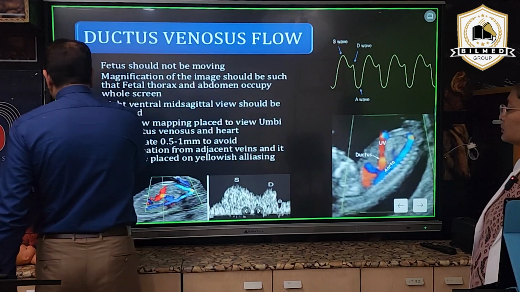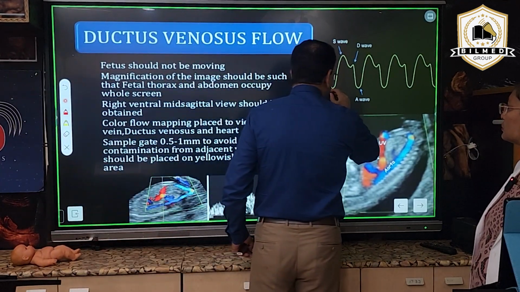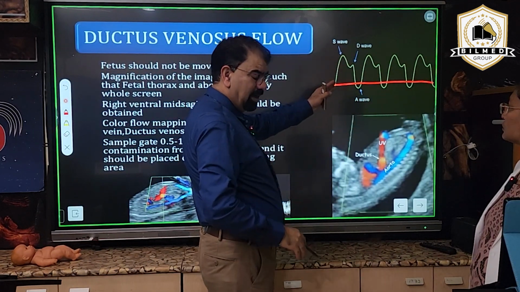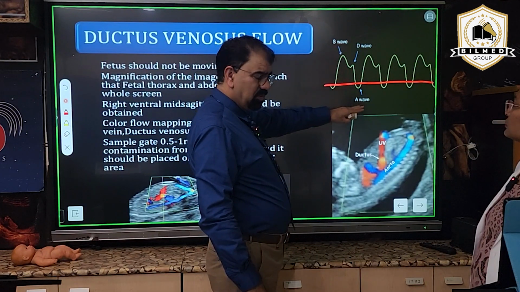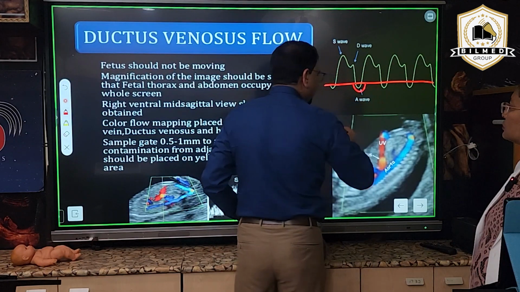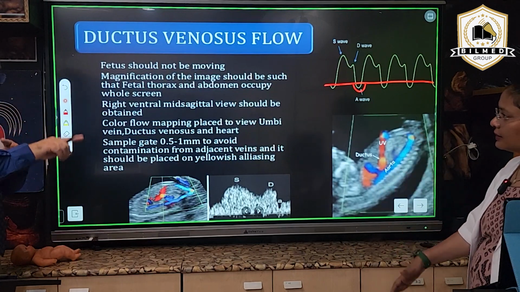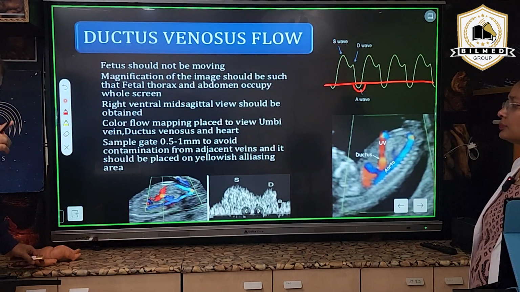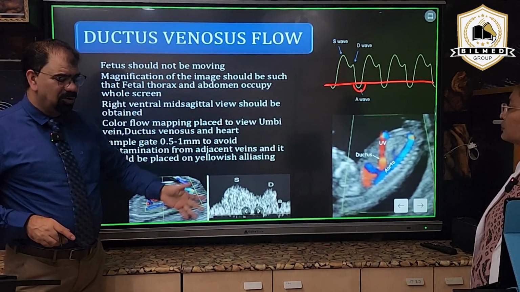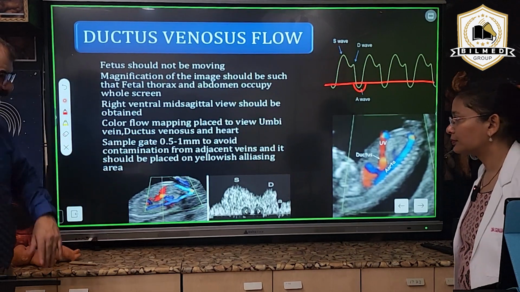Now try to understand the hepatic vein. This is a very important point. Hepatic vein flow looks like this. The difference between the DV and the hepatic vein is that in the hepatic vein, the A wave is reversed. I will not say reversed, it goes below the baseline, and that is normal for the hepatic vein. But if I see this type of flow in the ductus venosus, is that normal? It is abnormal.